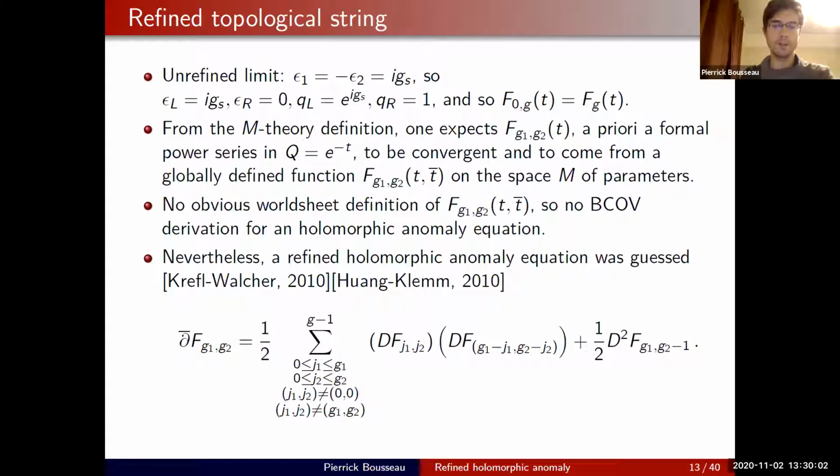Nevertheless, a refined form of the holomorphic anomaly equation was essentially guessed by Krefl and Walcher and Huang and Klemm, and it has the form shown there. So the prediction is that the non-holomorphicity of this series Fg1, G2 will be completely determined by what happens for Fg1', G2', where the pair G1', G2' is in some sense less than G1, G2. So this formula has exactly the same form as the ordinary holomorphic anomaly equation, except now you have two parameters.